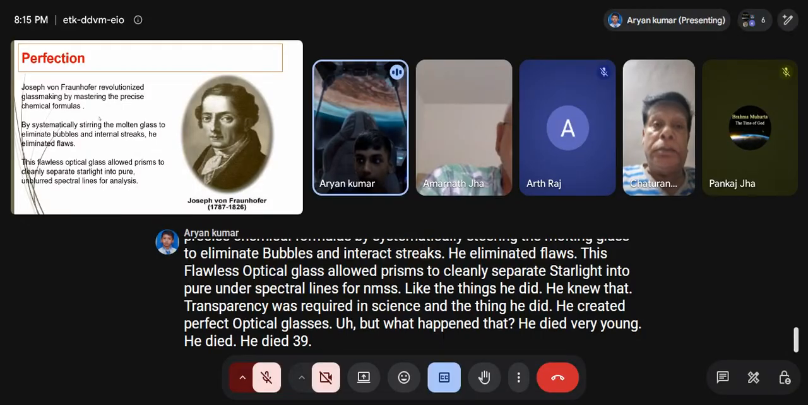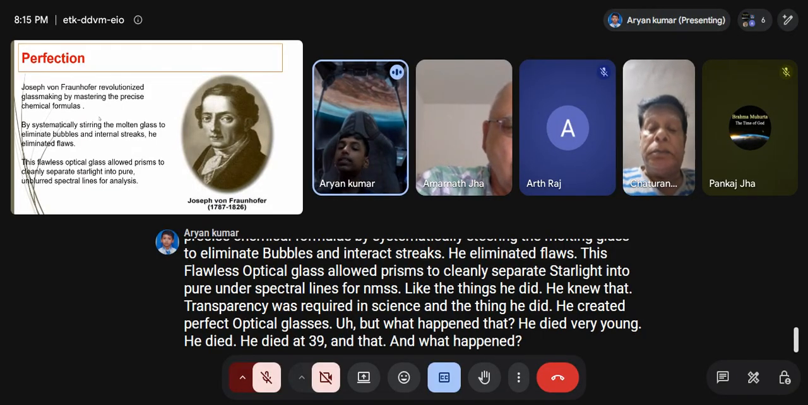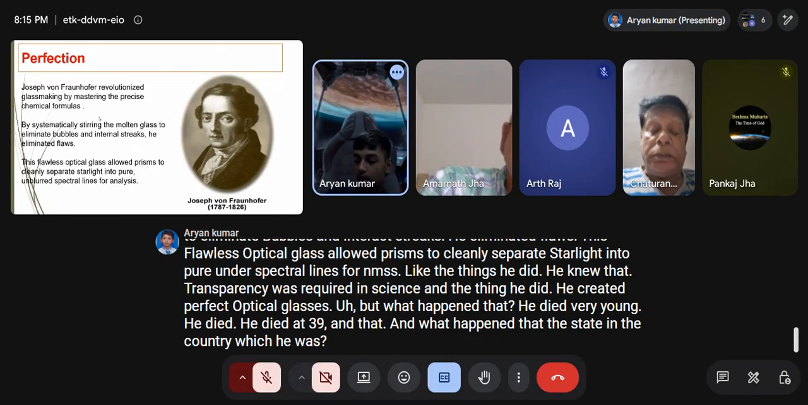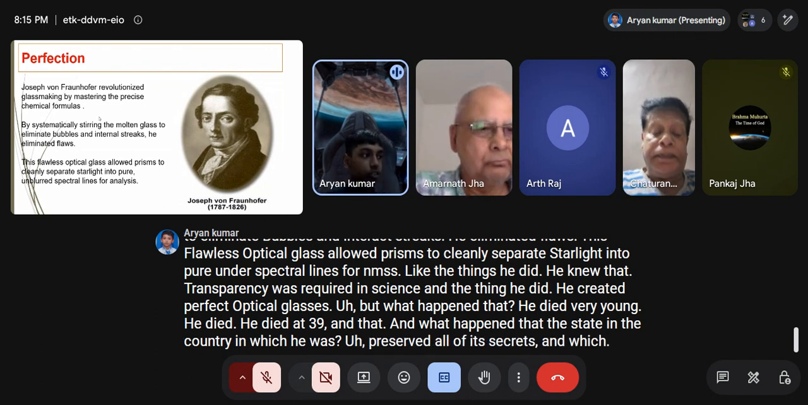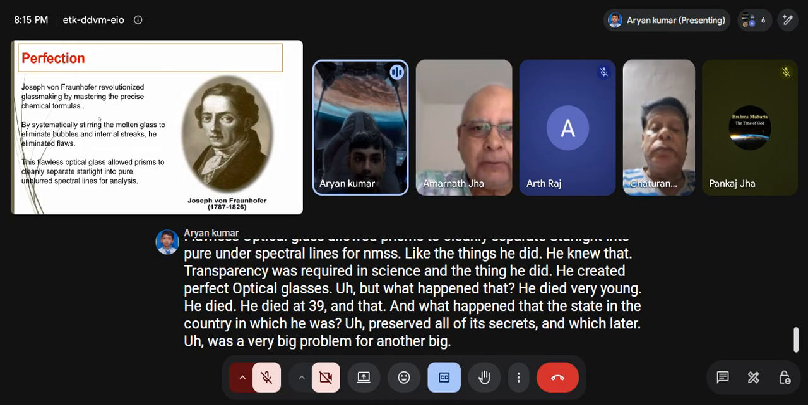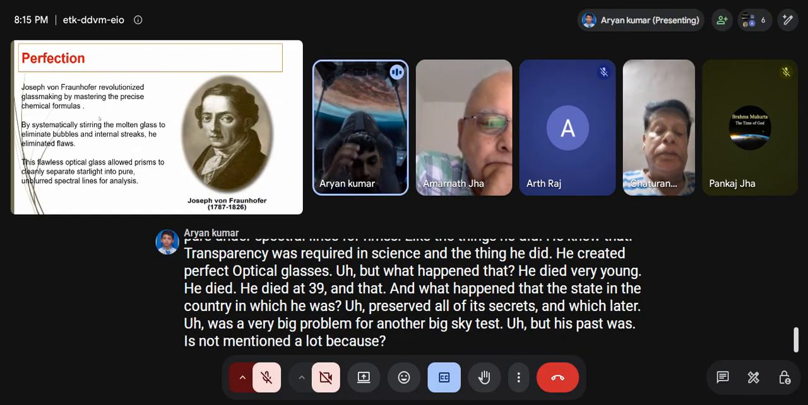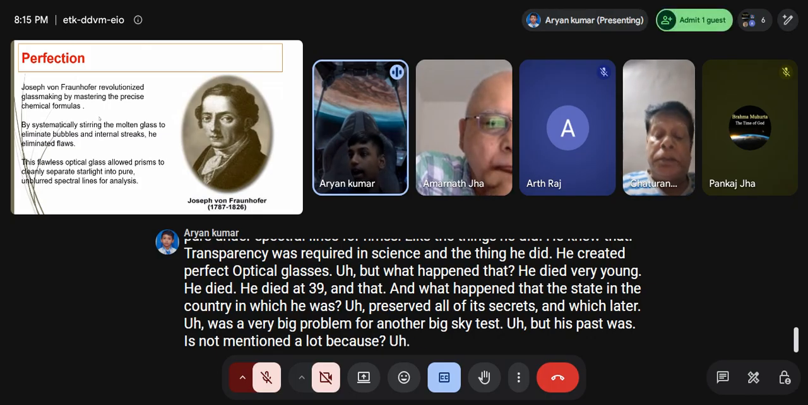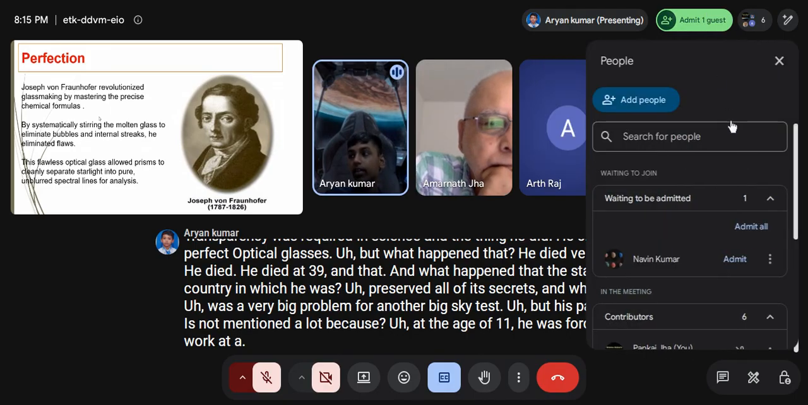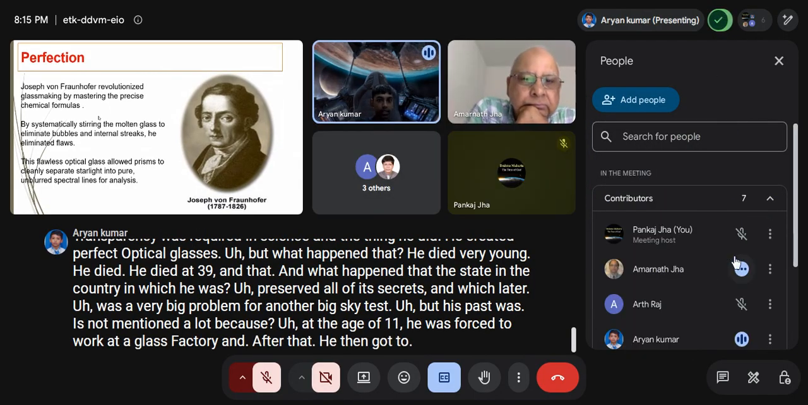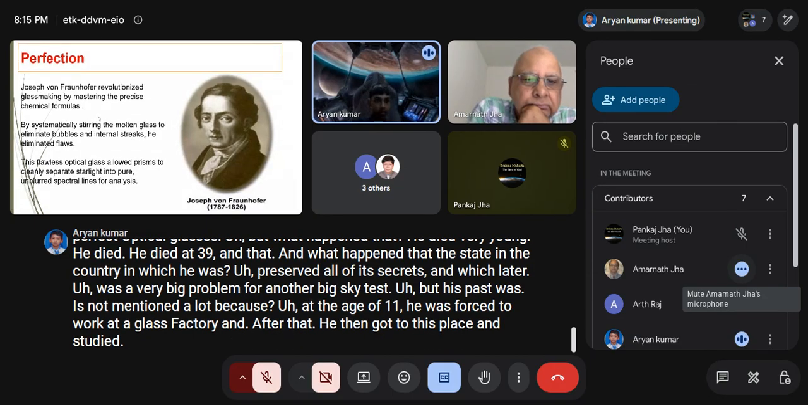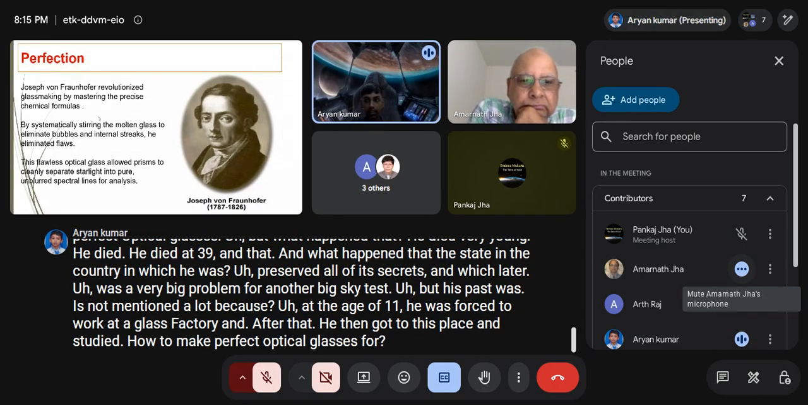He died at 39, and the state in the country in which he was preserved all of its secrets, which later was a very big problem for another big scientist. But his past is not mentioned a lot, because at the age of 11 he was forced to work at a glass factory, and after that he got to this place and studied how to make perfect optical glasses for these things.